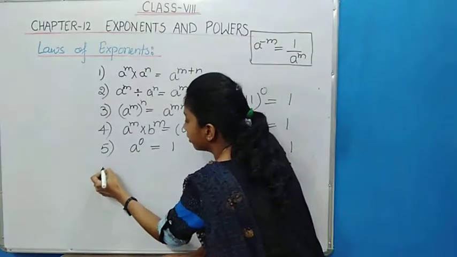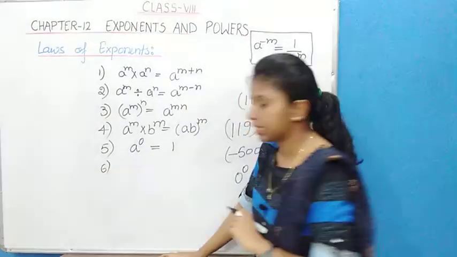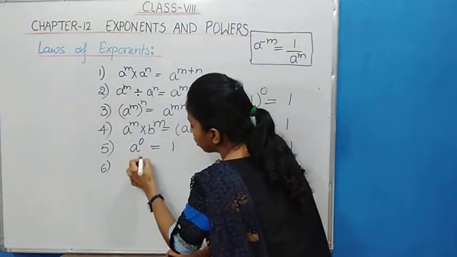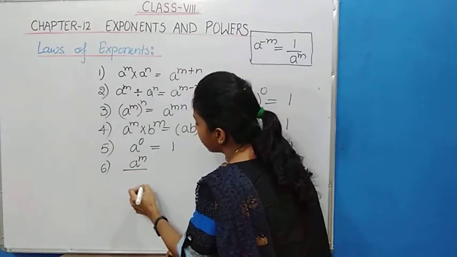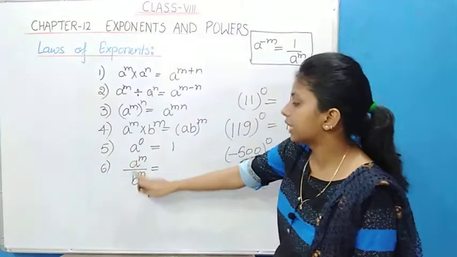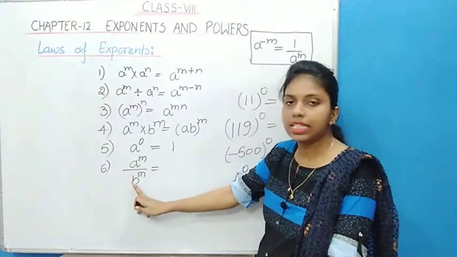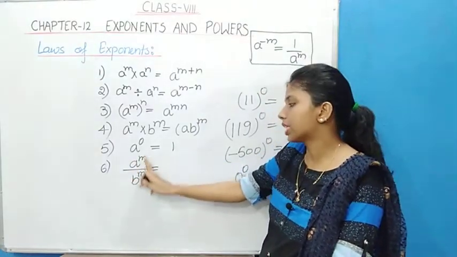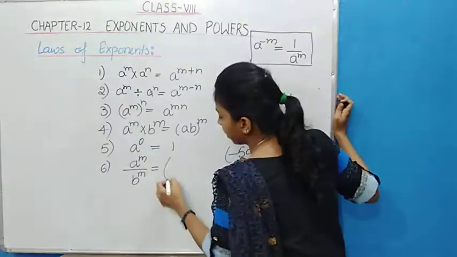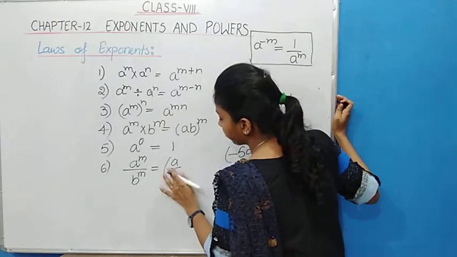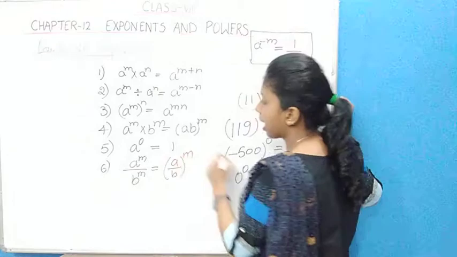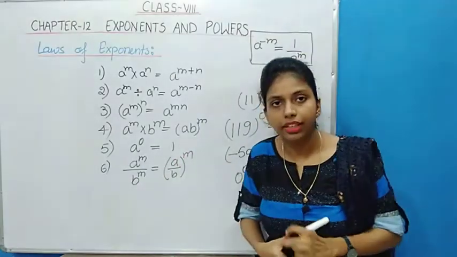Now the sixth identity is that if we have a raised to power m divided by b raised to power m, here the bases are different but we have the same power. So we can write this as a by b whole to power m. So these are some of the identities.